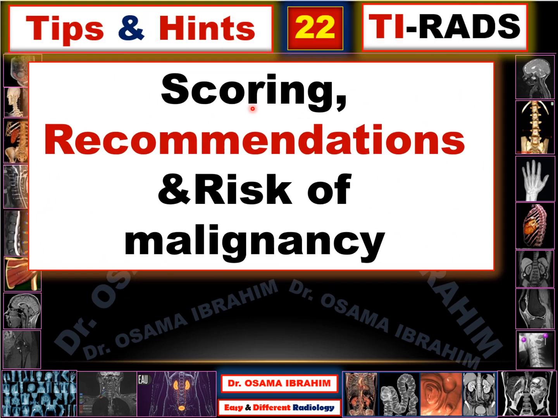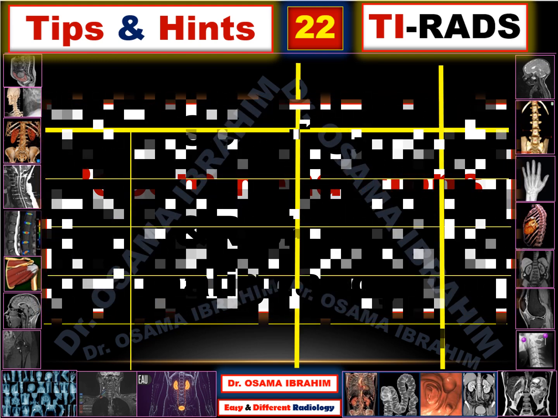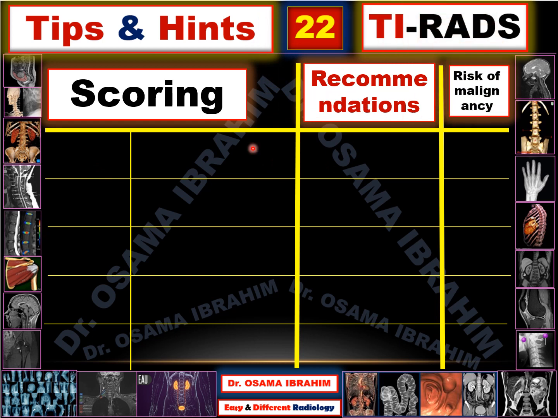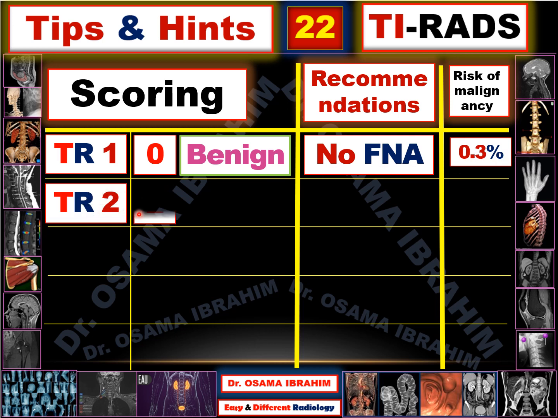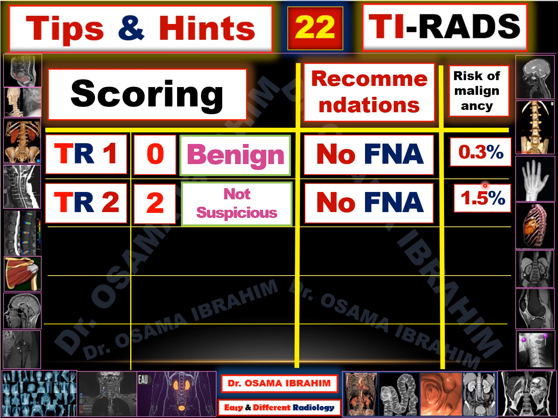So the scoring, recommendations and risk of malignancy, I can describe in this table. The scoring, recommendations and risk of malignancy. If I describe TI-RADS 1, in which the summation of the score is 0, it is considered a benign nodule with no need for FNA, and the risk of malignancy in this situation is 0.3%. If it is TI-RADS 2, the score is 2 and this is not suspicious to be malignant, no need for FNA also. The risk of malignancy is 1.5%.